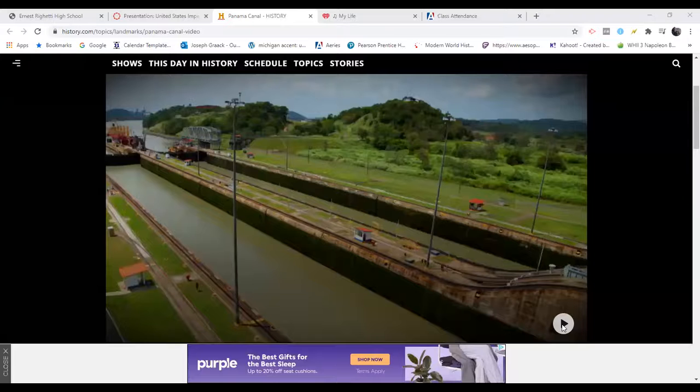When we take a look at the Panama Canal, this will show you here how much time it saves by going through the isthmus instead of all the way around the continent.